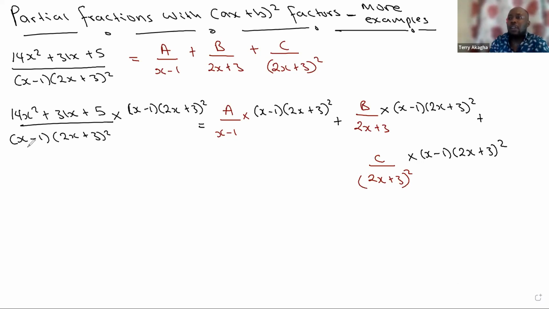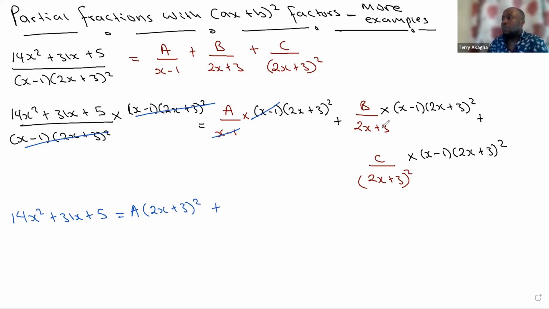The next thing we need to do is divide. So this will cancel that, and that will give me 14x squared plus 31x plus 5. This will cancel this, and that will give me A into bracket 2x plus 3 squared plus, this we'll just cancel one of these, and that will leave me with B into bracket x minus 1, 2x plus 3. Then this will cancel that, plus C into bracket x minus 1. Okay, now this is the expression we have.